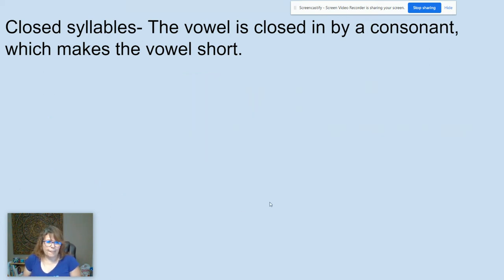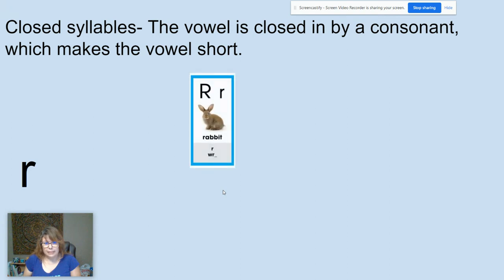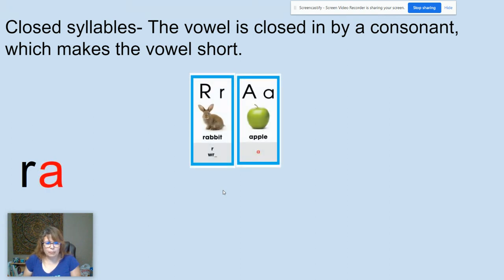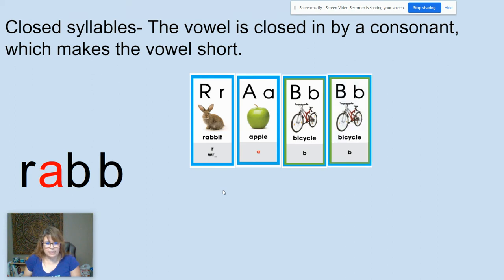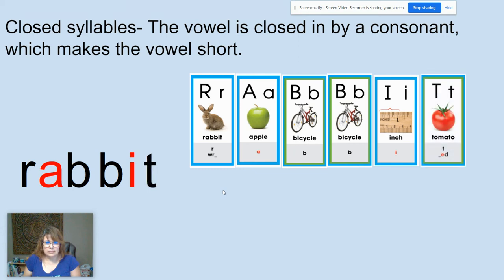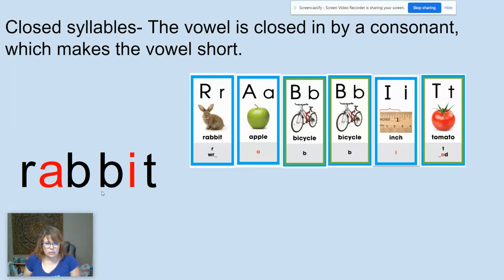Next word. The next word is rabbit. Now, rabbit is also very special. I'm going to show you why. R, like in rabbit. A, like in apple. B, like in bicycle. B, like in bicycle. I, like in inch. T, like in tomato. Now, as you see here, I already have two alike consonants. That means they're identical.